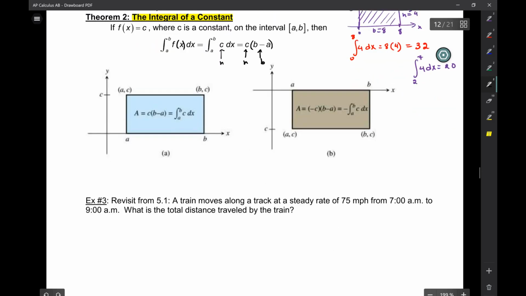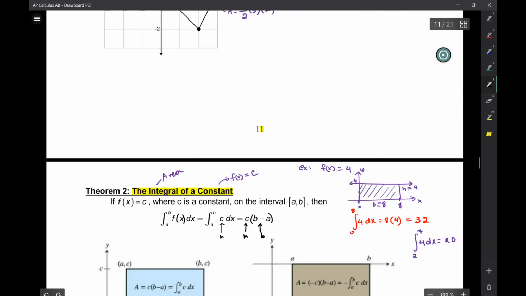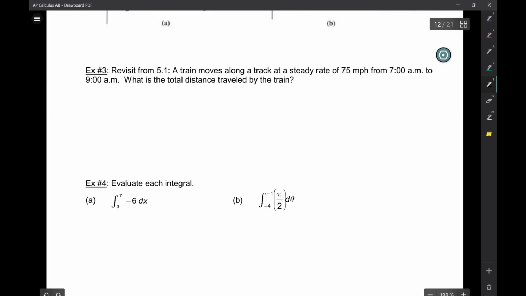Okay? All right. So remember in 5.1, there was this train that was moving steadily, blah, blah, blah, right? At a steady rate of 75 miles an hour from 7 a.m. to 9 a.m. And now we wanted to find the total distance. And we said when we have a graph of time versus velocity, that the distance is the area, right? So to remind you guys, this is what that looked like. T and velocity, and it was moving at 75. And we wanted to find the area, the distance.